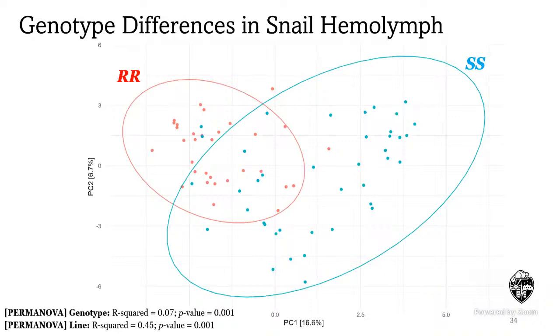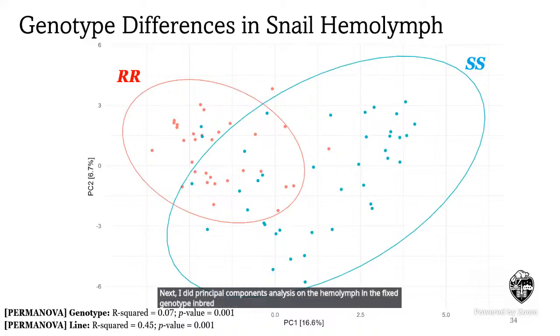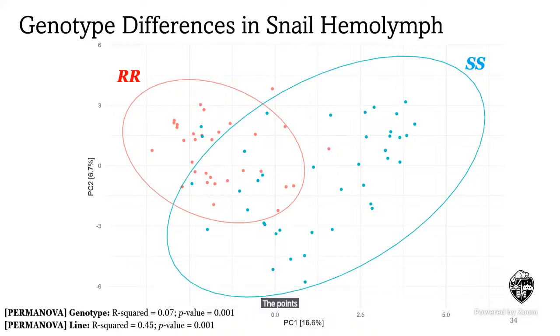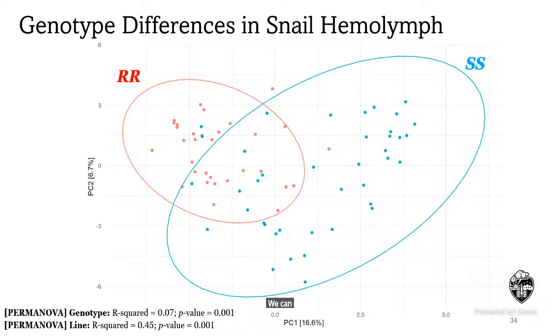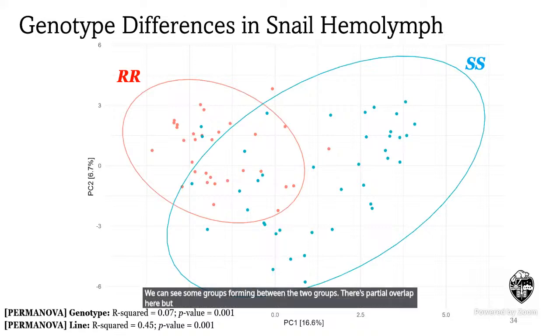Next, I did principal components analysis on the hemolymph in the fixed genotype inbred line snail samples. The points are colored based off their PTC2 genotype. So I have the RR resistant snails shown in red and the SS susceptible snails shown in blue. We can see some groups forming between the two groups. There's partial overlap here, but there's two groups. Our PERMANOVA analysis found the genotype effect was highly significant. So we therefore do make the conclusion that the different PTC2 genotypes do have different hemolymph microbiome compositions.